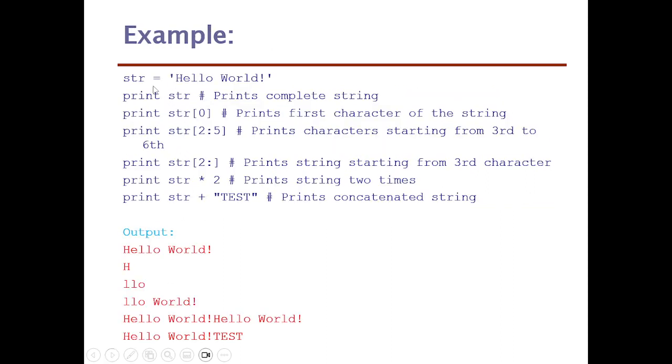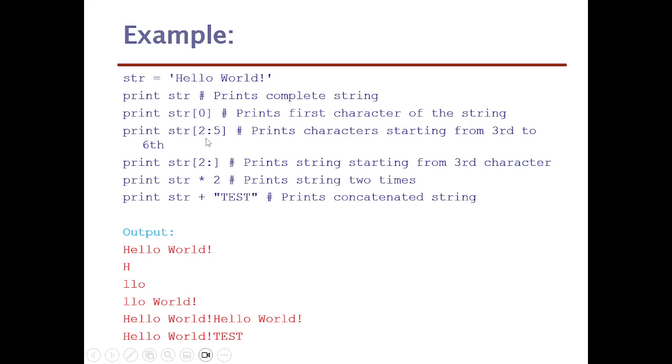So the example is the string hello world. This will print str, which prints the complete string. For example, we have the string hello world. Once we print the str, our variable, it will print the complete string, as you can see in this output. So we have hello world. Then we print str[0]. In an array we start with 0. So what is our 0? We basically have the h, so it displays the h. So it prints the first character of the string.